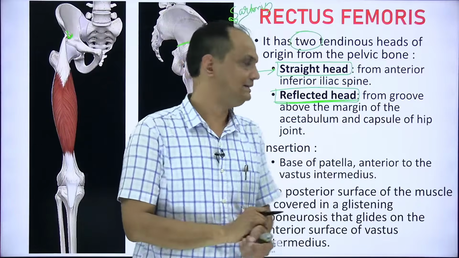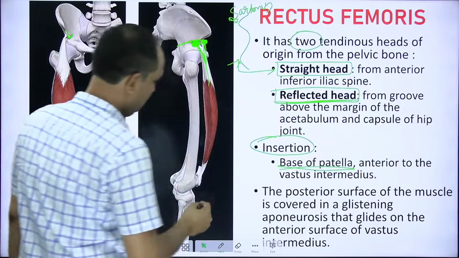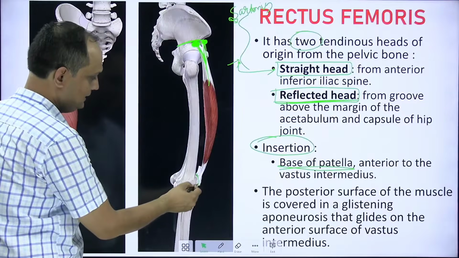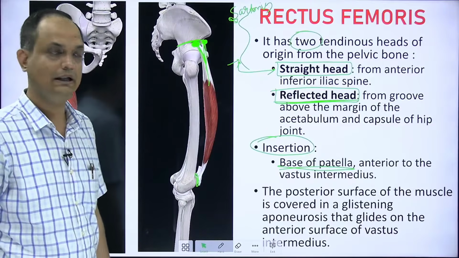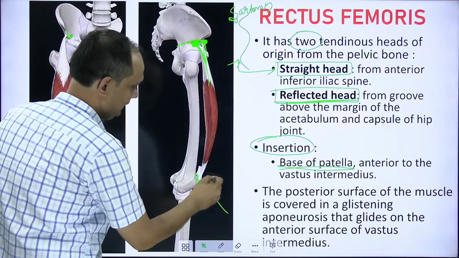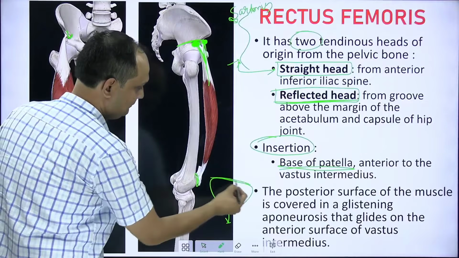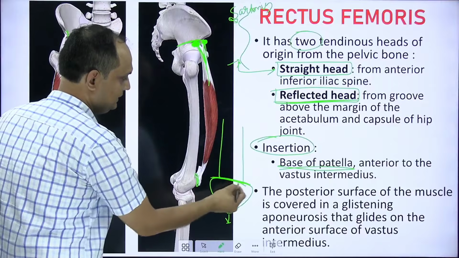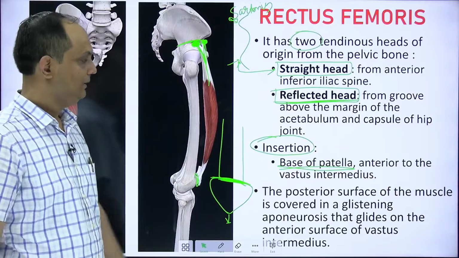Now, where is the insertion of this muscle? This muscle inserts on the base of the patella. When you go downward, you have a small bone known as the kneecap or the patella. The patella is a triangular bone, with its apex directed downward and the base upward. So, this muscle comes and attaches on the base, or you can say the upper border, of your patella.